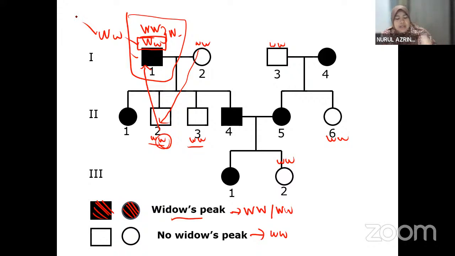Okay. So kalau faham, what about this one? 4-1. This person. What is her genotype?